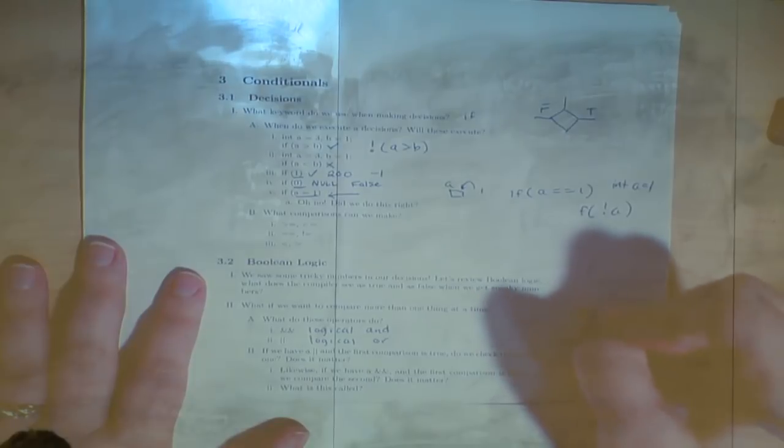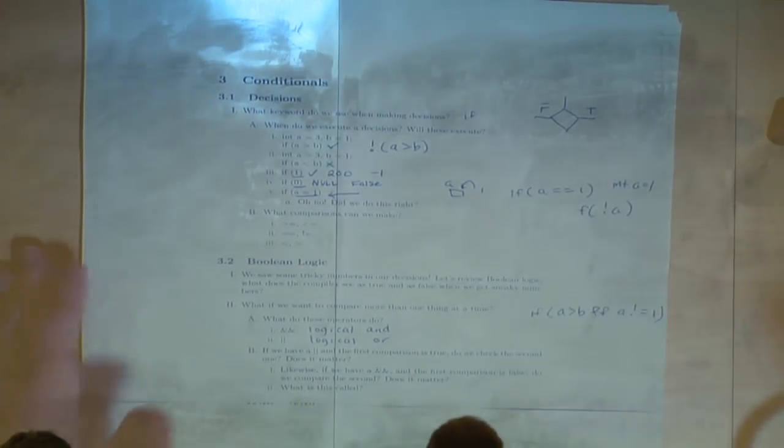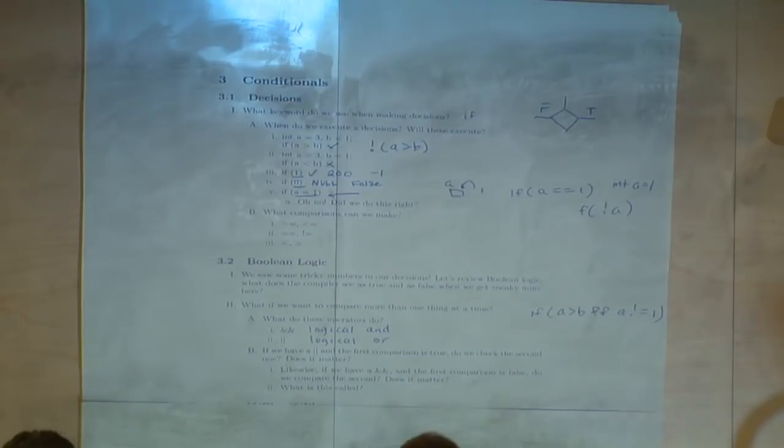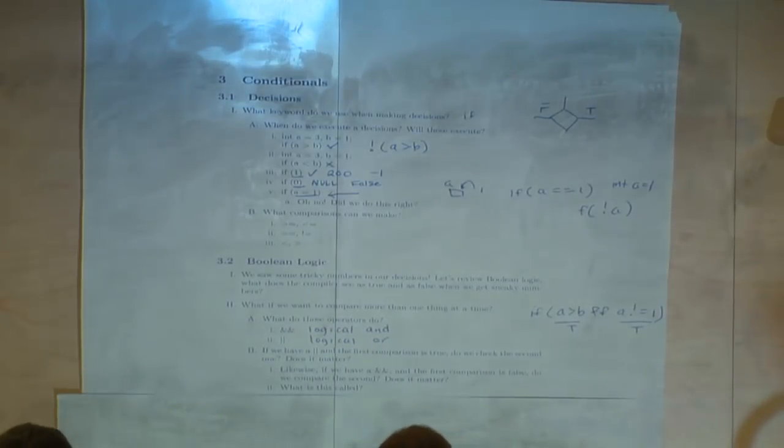So the way these work, if you have an if statement, say A has to be greater than B, and it also has to not be equal to 1. Right? So this will only execute if this is true and this is true. If either one of those is false, it's not going to execute.